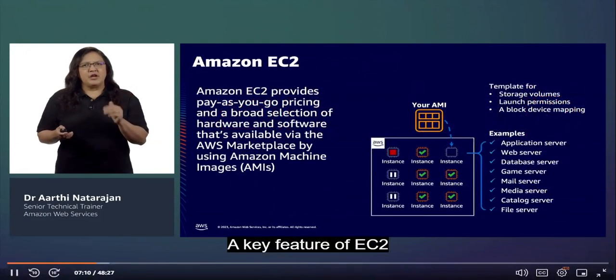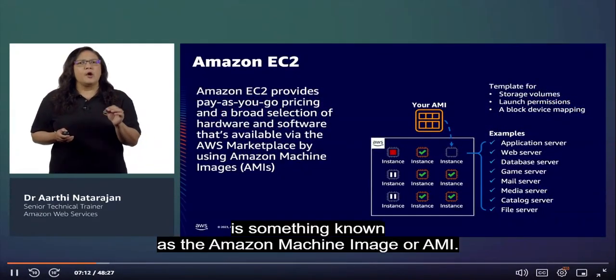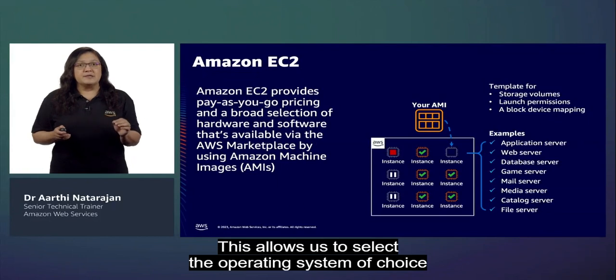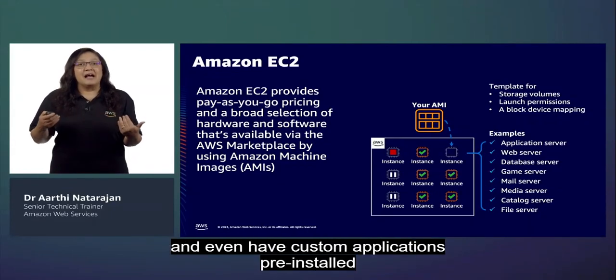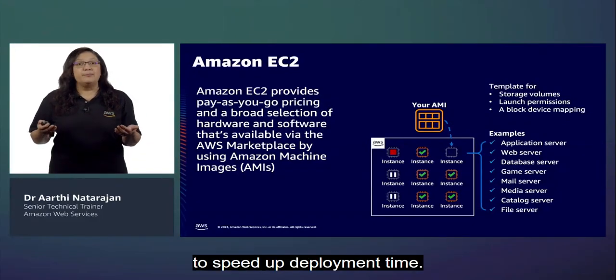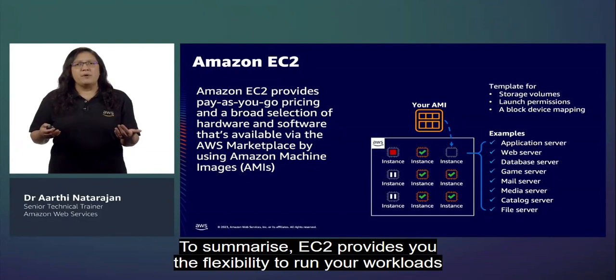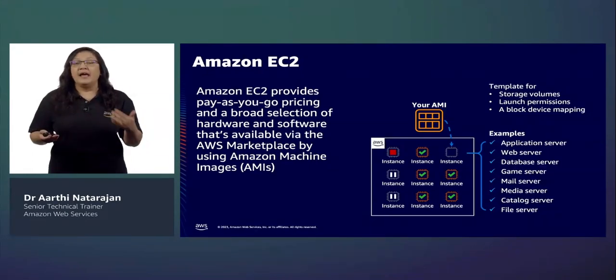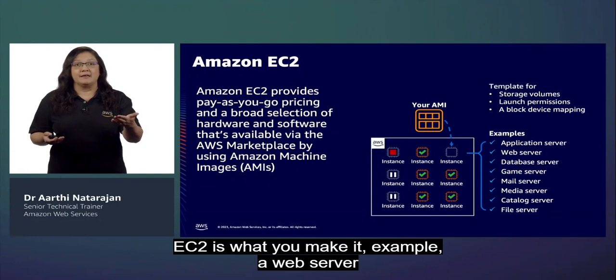A key feature of EC2 is something known as the Amazon Machine Image, or AMI. This allows us to select the operating system of choice and even have custom applications pre-installed to speed up deployment time. To summarize, EC2 provides you the flexibility to run your workloads when and how you want to. EC2 is what you make it.